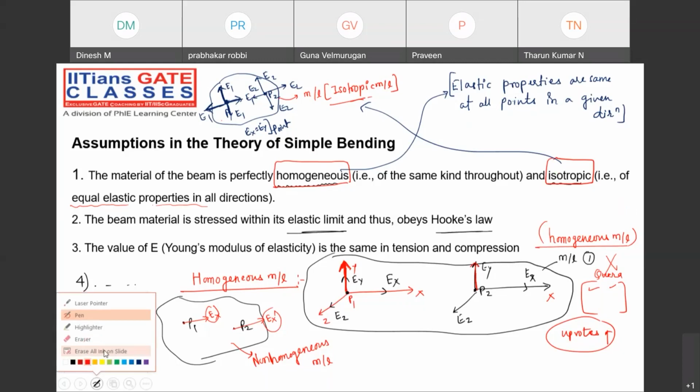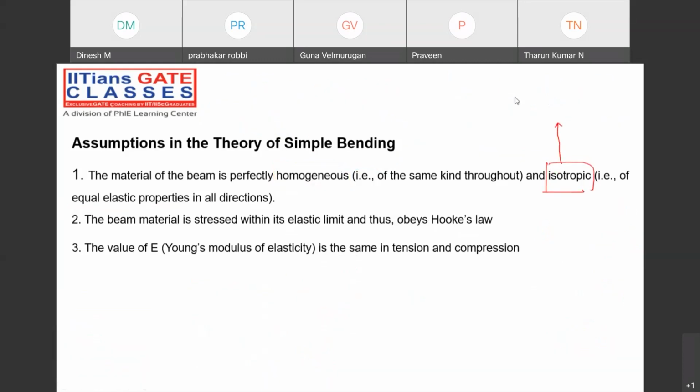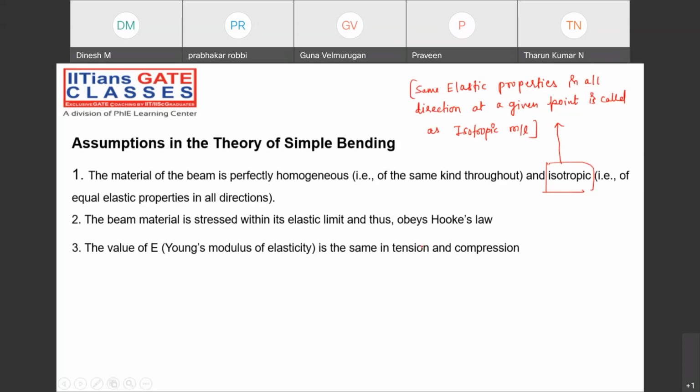Perfect. So we can quickly note down the definition of isotropic material. Same elastic properties in all the directions at a given point is called isotropic material. So if a material is homogeneous and isotropic both, then the property in all the given directions at all points will be the same, right? Yes or no, guys? Examples of engineering materials like pipe, steel, cast iron are all both homogeneous and isotropic, remember.